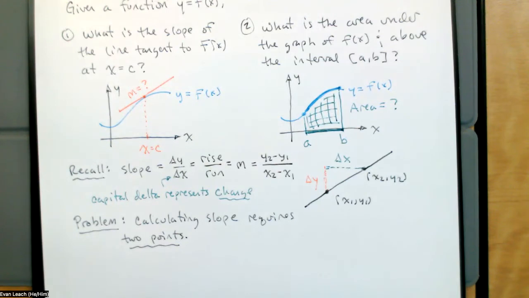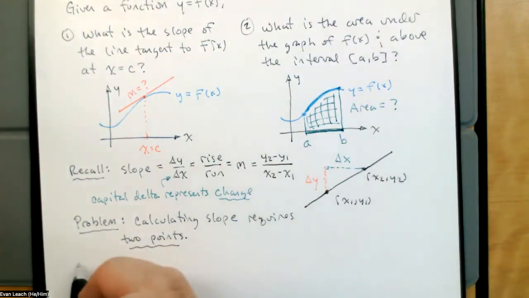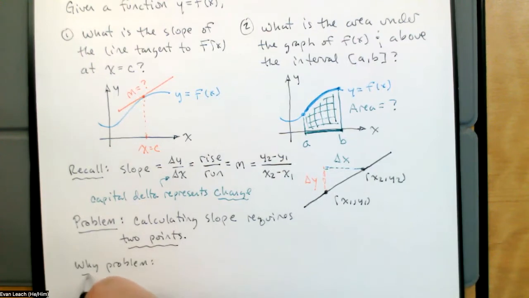But the question at hand, so why it's a problem, all of a sudden I switched to caveman syntax. Why problem? Tangent slope, only 1 point.